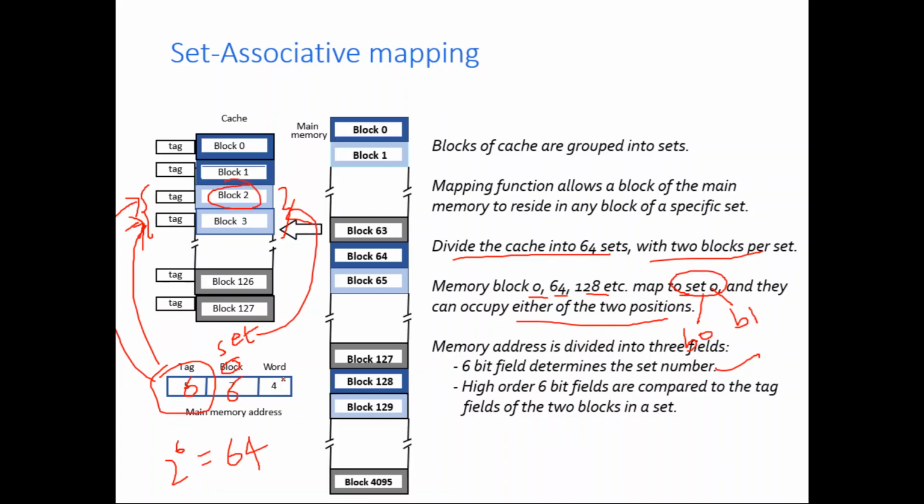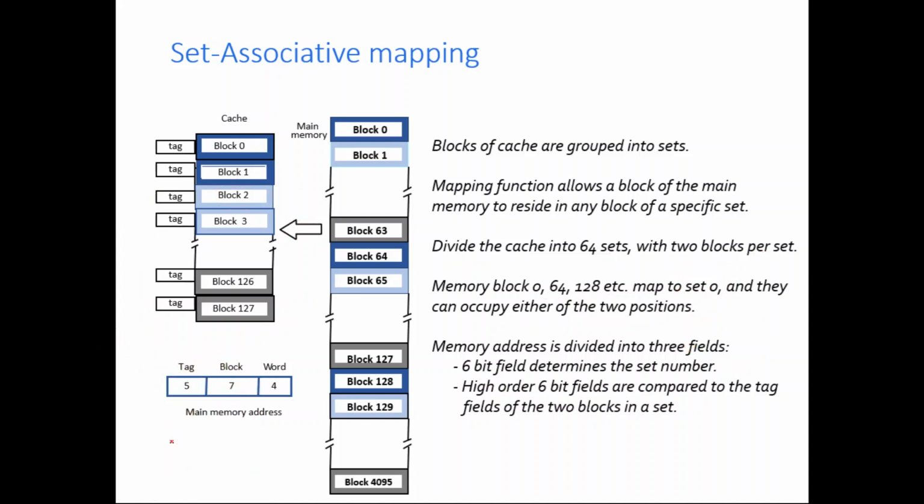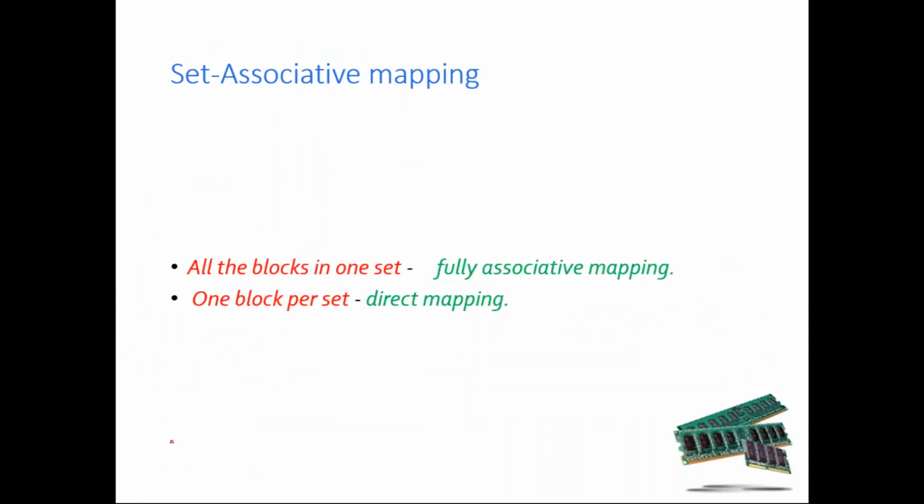Okay, and the lower order 4 bits, as usual, refer to a particular word in a block. Each block contains 16 words. To refer to the individual words we use the lower order 4 bits. Okay, right? So this is how the concept of set associative mapping works.